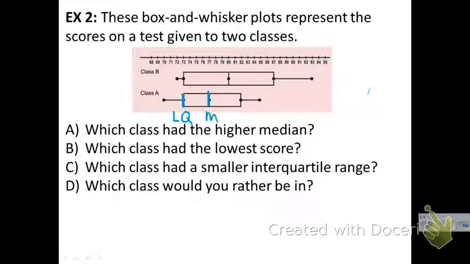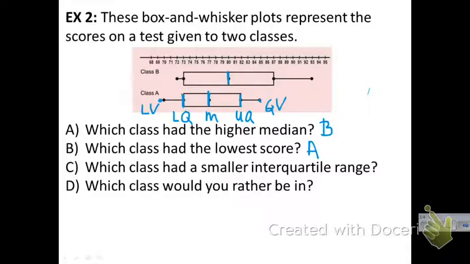This one represents your median. This represents your upper quartile. This is your greatest value. That one is your least value. Okay, so which class had the higher median? We're looking here, and here you can see that class B had the higher median. Which one had the lowest score? So right there, our lowest score is class A.